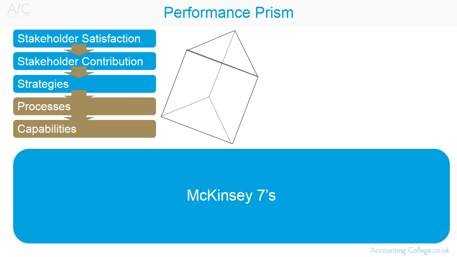The McKinsey 7S model. This model can be used to identify what capabilities the organization needs to perform its processes and ultimately meet its business strategy. As such, it can be a useful tool to use alongside the Performance Prism when trying to ask the question, what capabilities do we need to improve our business processes?